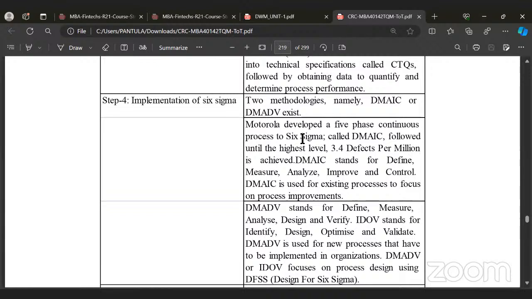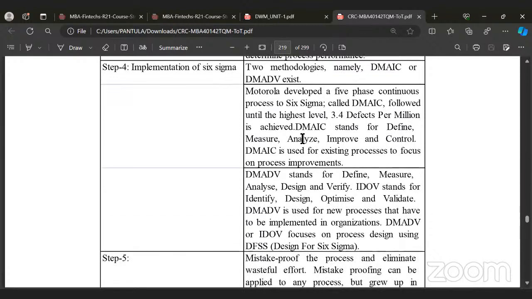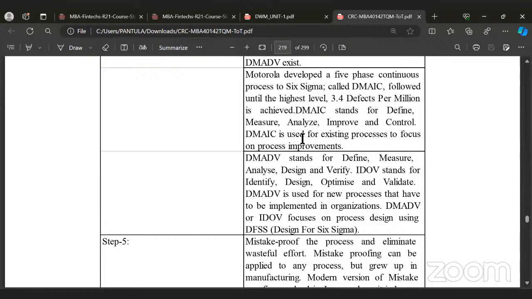So here, Motorola example: DMAIC and defects per achievement. No defect we have seen. So DMADV: define, measure, analyze, design, and verify. So verify is going to be coming here. Verification. DMAIC is used to process new implementations in the organization. So here IDOV is going to happen. IDOV is nothing but identify, design, optimize, and validate.